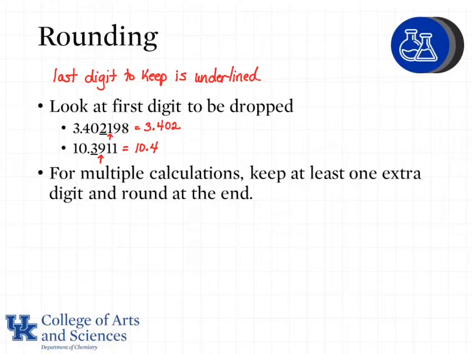When you're doing multiple calculations, a good rule of thumb is to keep at least one extra digit as you're working through the problem and then round to the correct number of significant figures at the end. If you're doing it in your calculator and have more values saved in there as you continue the problem, that's perfectly fine. Either way will give you a correct answer.